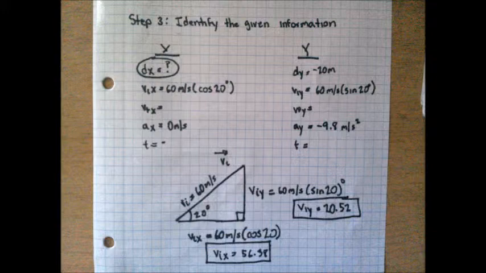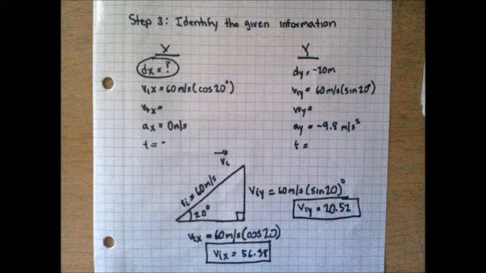I got dy because 20 is the height of the cliff, and that's the y because it's vertical, and it's negative because the cannonball is going down at that height. And you're probably wondering how I got VIX and VIY, and it's pretty simple.